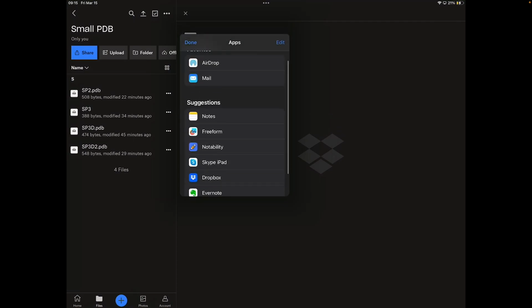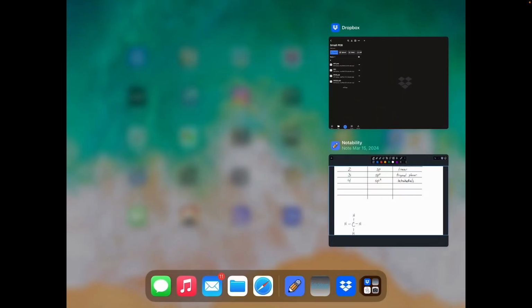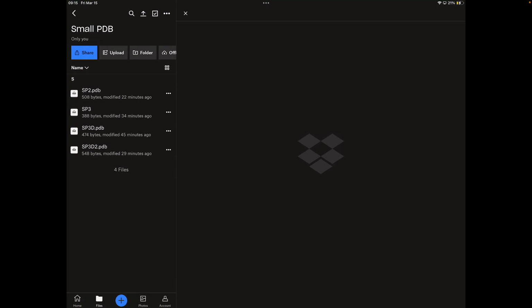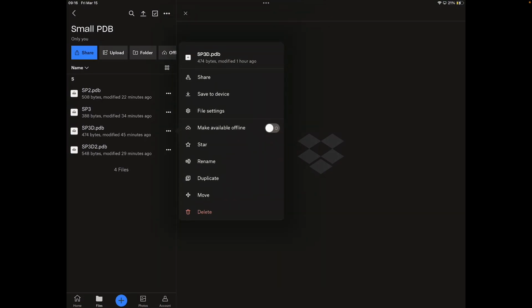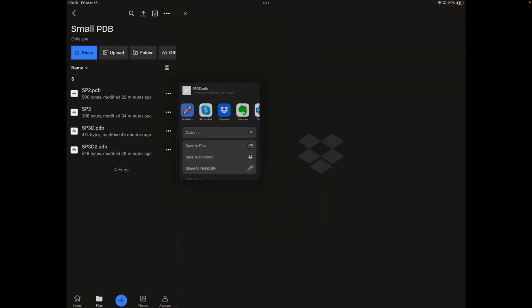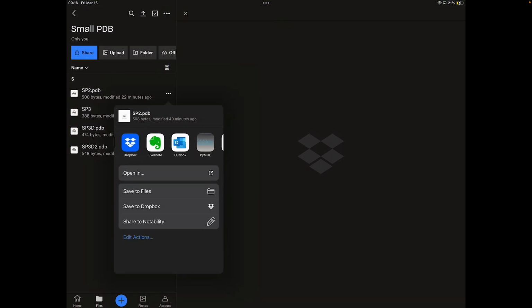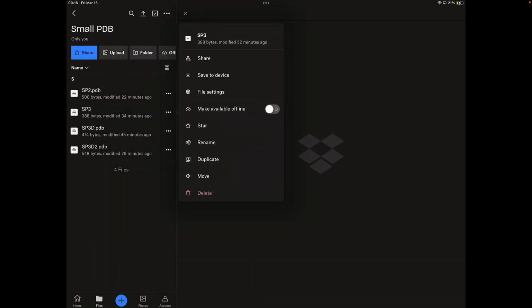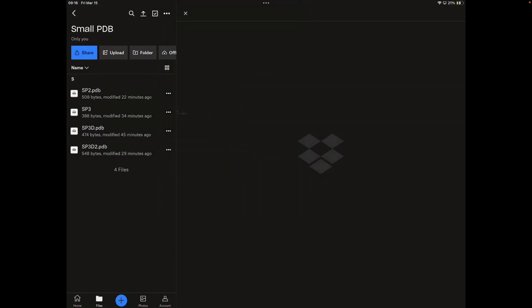Why isn't it an option? Of course. Of course, this is going to be the only one that doesn't work. Fantastic. I don't know. It won't open that program.